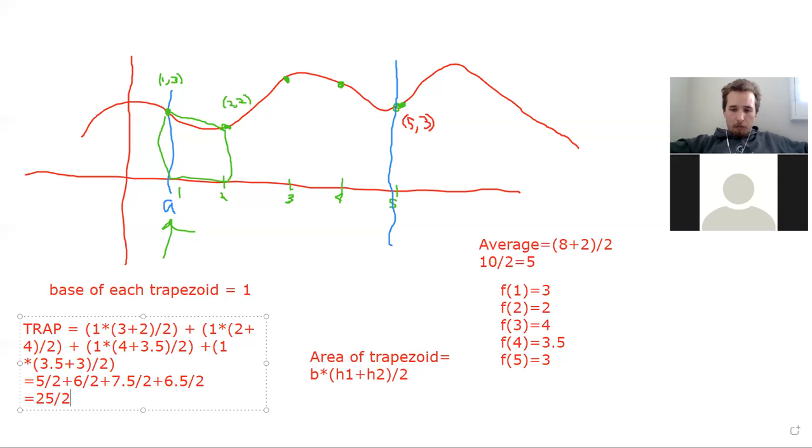Can I get a 1 through 3 in chat from all three of you? The final is just 25 over 2. You can keep it in fraction form.